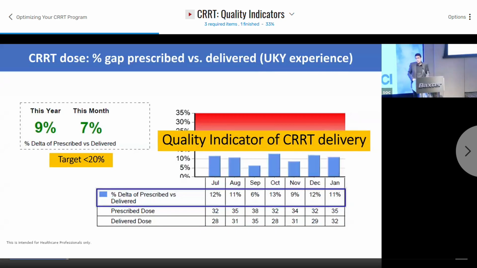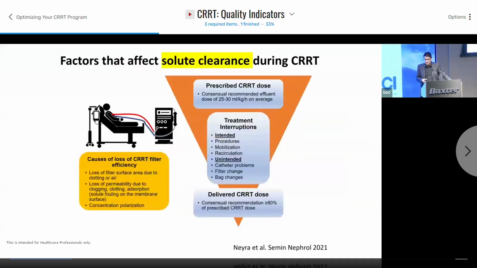Now, first that your prescription is adherent to guidelines that on average say that you should prescribe between 25 and 30, and then that your gap is less than 10% if possible. It's an important key performance indicator of CRRT. And it's easy to track. You don't need advanced computational resources to track this data.